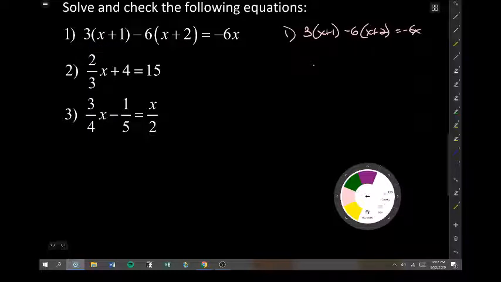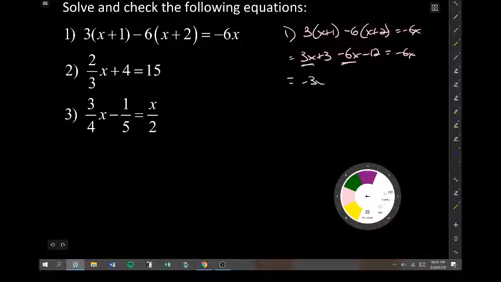So next I'm going to distribute 3x plus 3 minus 6x minus 12 equals negative 6x. I'm going to simplify and combine the like terms on the left side. So 3x minus 6x is negative 3x, and 3 minus 12 is negative 9.